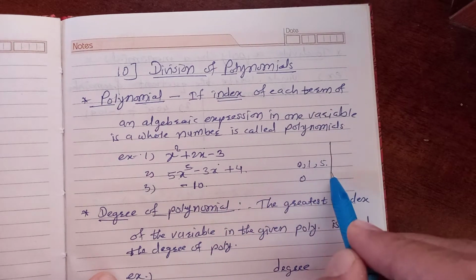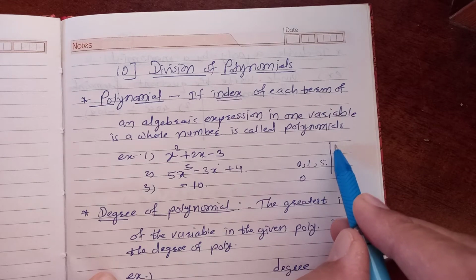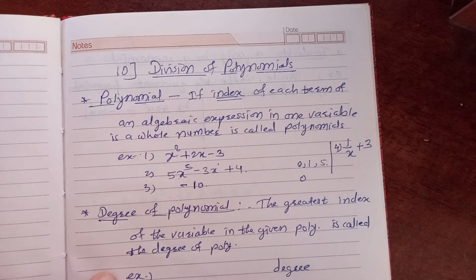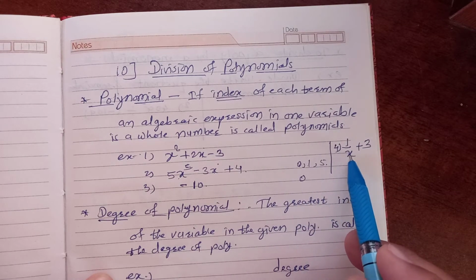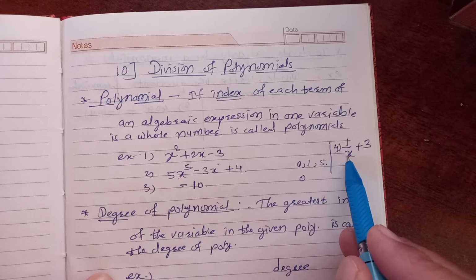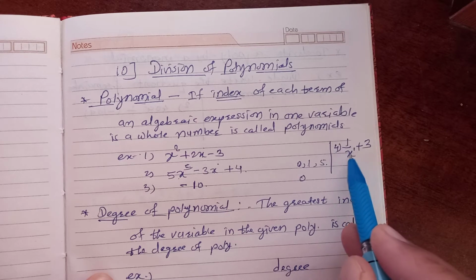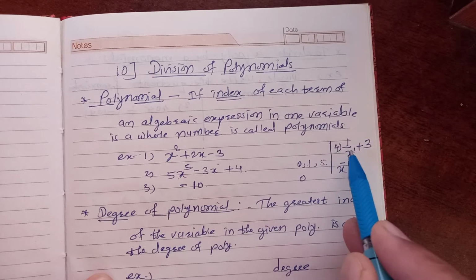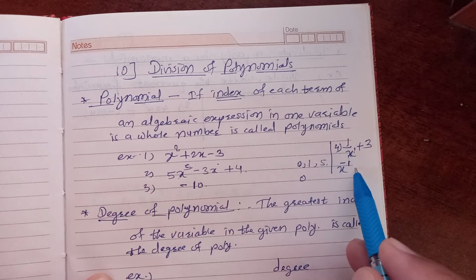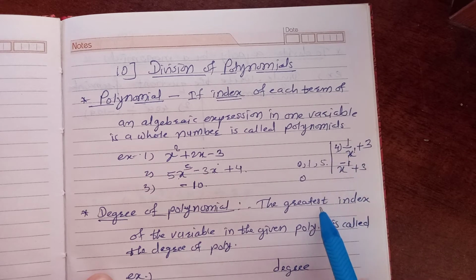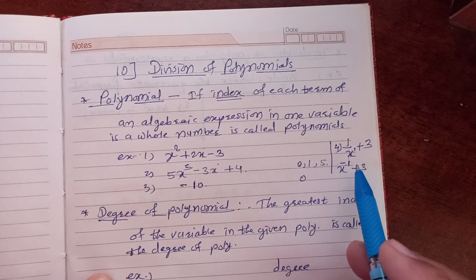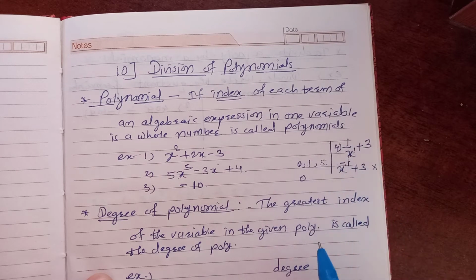Now which are not polynomials? For example, here we have taken 1 upon x plus 3. This is not a polynomial. Why? When 1 upon x, with no power meaning 1, is taken to the numerator, the sign of the power changes: plus 1 becomes minus 1, using the laws of indices. And this is plus 3. So here the power minus 1 is not a whole number, so this is not a polynomial.